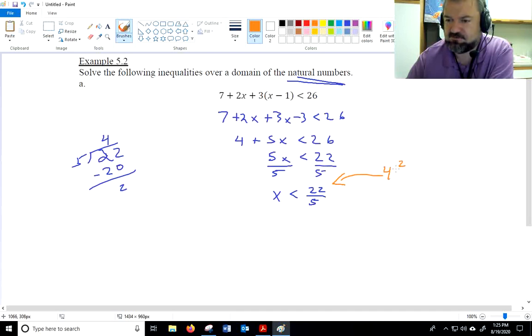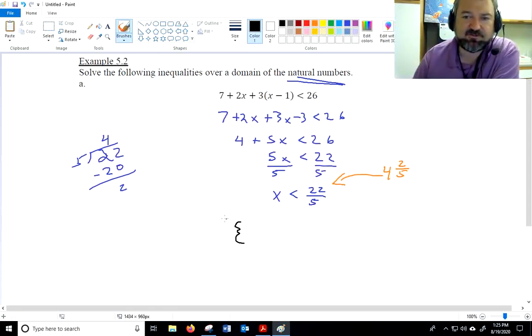4 and 2 fifths. But I said natural numbers. So I want to know all the natural numbers that are less than 4 and 2 fifths. Because this is a finite set and a relatively small one at that, I'm going to just list them in set notation. They're discrete items. I can just list the numbers separated by a comma.